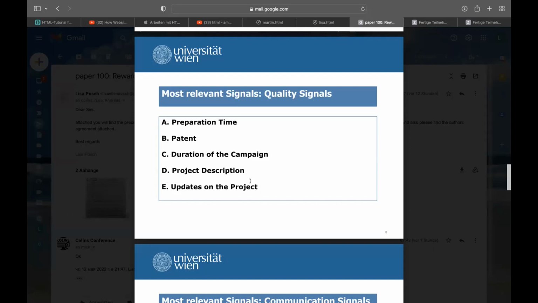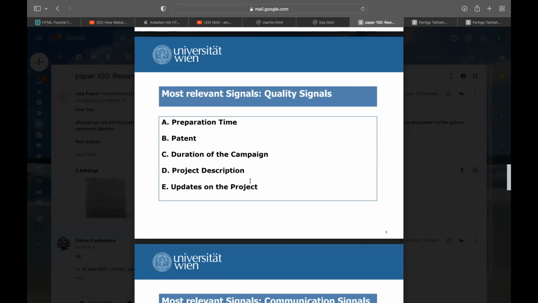For the updates of the project, it can be said that the project updates work in the sense of a security towards the crowd, because it shows that the entrepreneur cares about the funders. As a consequence, it can be stated that the positive impact of project updates implies that existing funders are important to generate new funders.